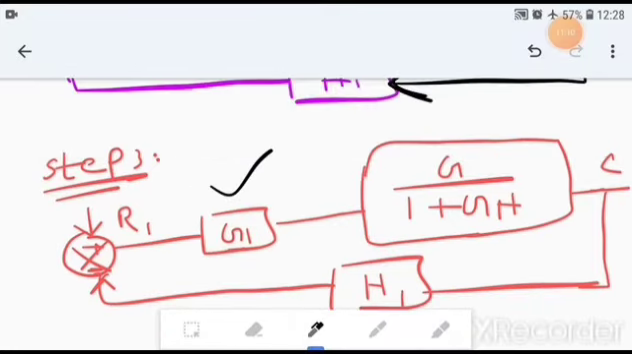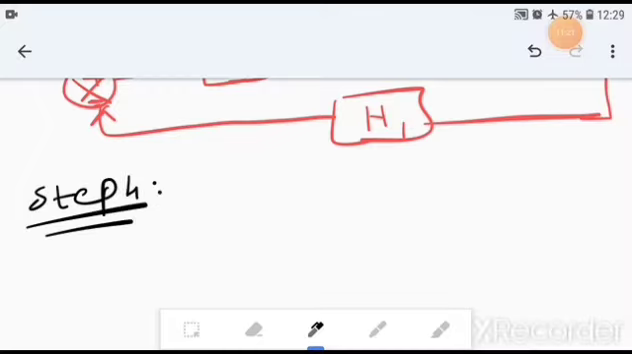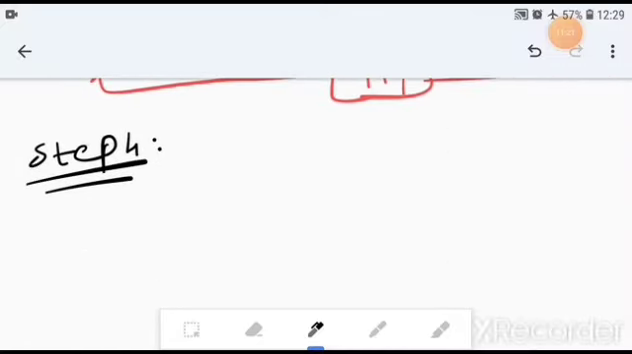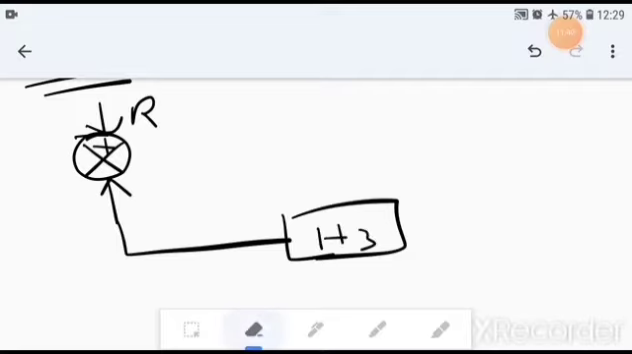This G1 is in series with this block, so we can multiply G1 into G by 1 plus GH. So that will be the next step 4 we can write, and we'll substitute what is GH also here, and we have the summing point 1 as usual, no change. Here we have R1, and the feedback also we have with H1, that is also not made any changes with H1, no changes with the output.